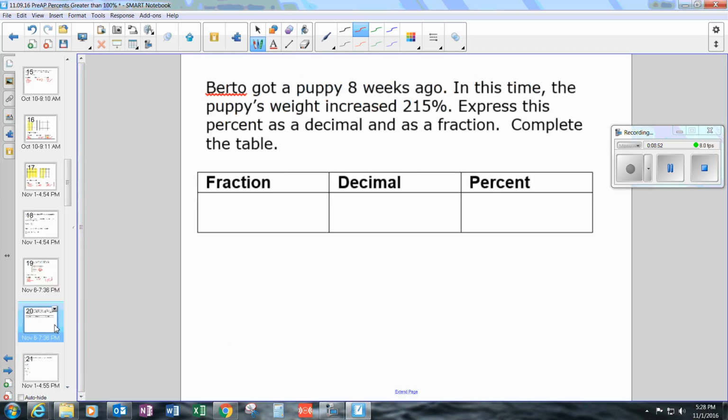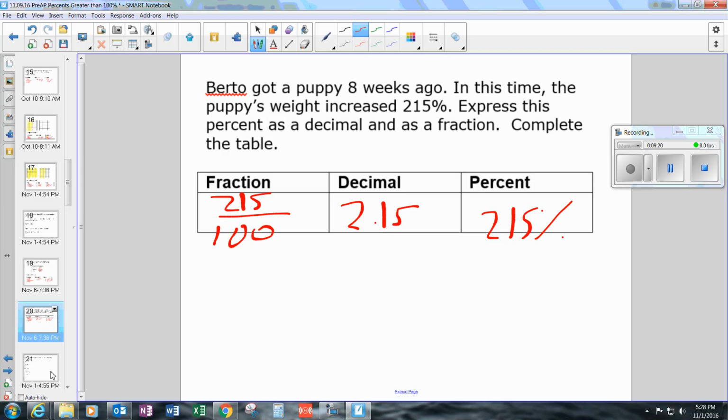Let's look at another example. Berto got a puppy 8 weeks ago. In this time, the puppy's weight increased 215%. Express this percent as a decimal and as a fraction. So the percent is 215%. Write this as a fraction. This is 215 per 100. And can 100 go into 200? It goes in 2 times, so 2 and 15 hundredths.